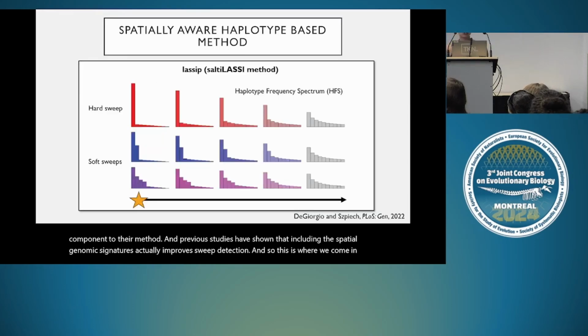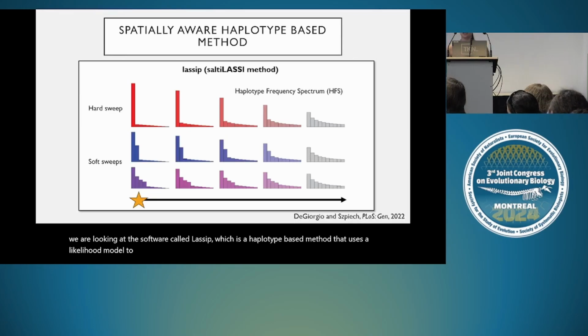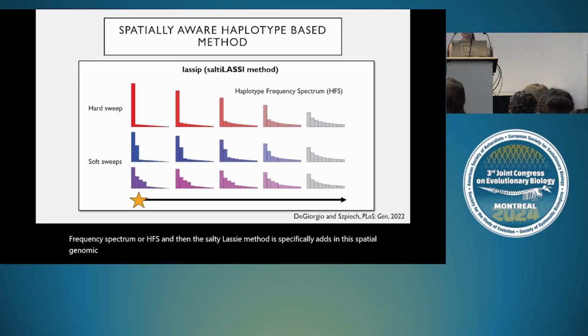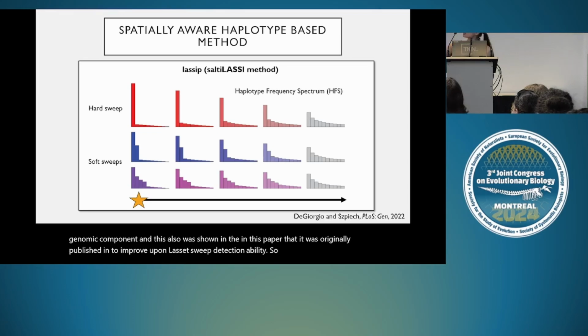We are looking at a software called LASSI, which is a haplotype-based method that uses a likelihood model to determine the distortion in a haplotype frequency spectrum, or HFS. Then the Salty-LASSI method specifically adds in this spatial genomic component, and it was shown in the paper it was originally published in to improve upon LASSI's sweep detection ability. This figure shows the basic method of how Salty-LASSI works.